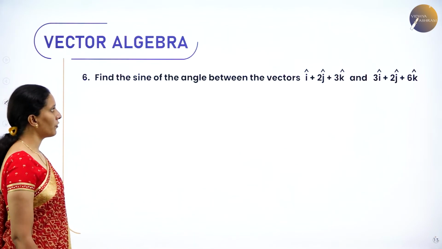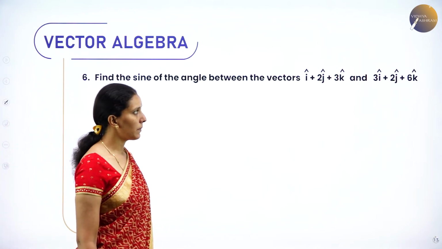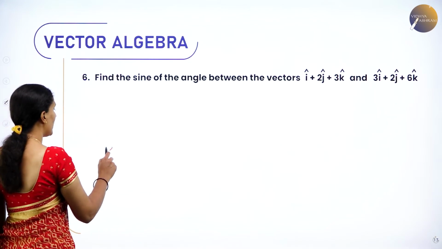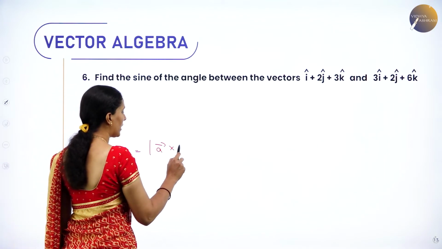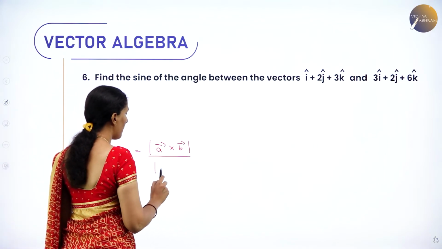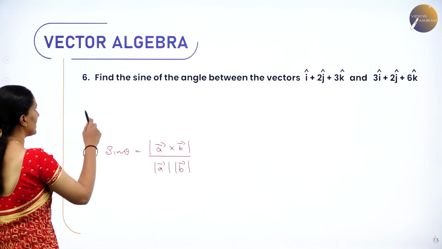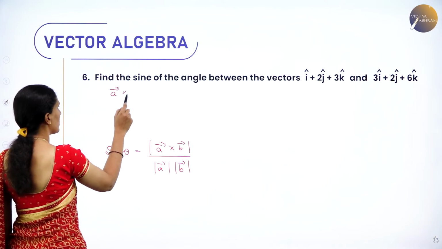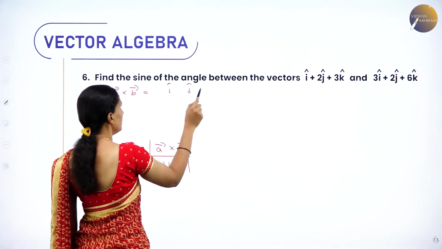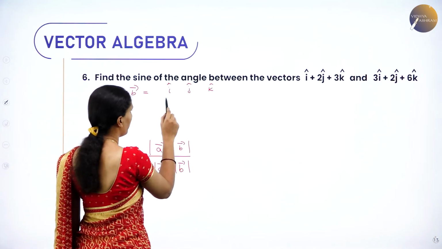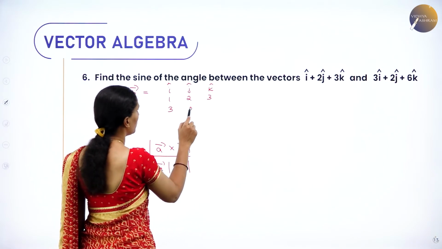Next, find the sine of the angle between the vectors i plus 2j plus 3k and 3i plus 2j plus 6k. We know that sine theta is magnitude of vector A cross vector B over magnitude of vector A, magnitude of vector B. Now first, let us calculate what is A cross B. So which is nothing but i, j, k. Components of vector A is 1, 2, 3 and B is 3, 2, 6.